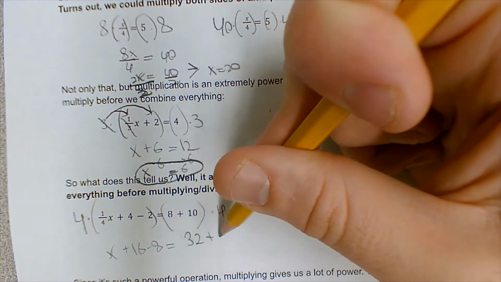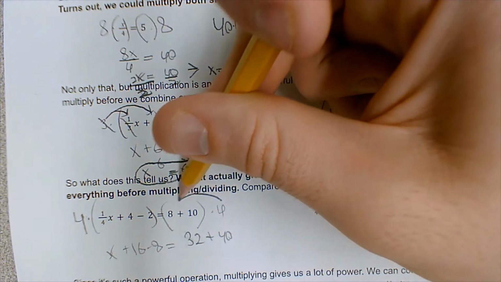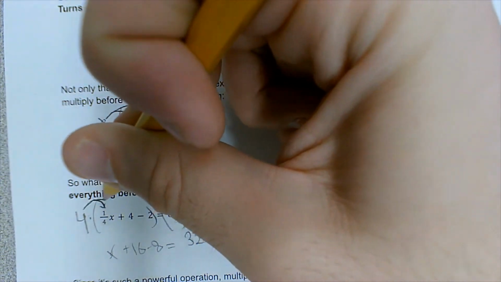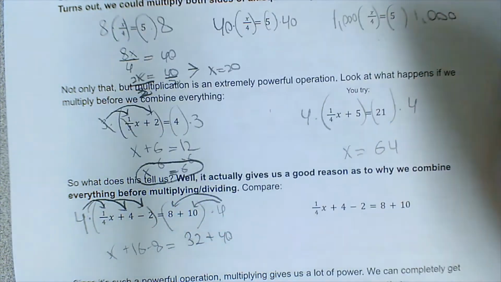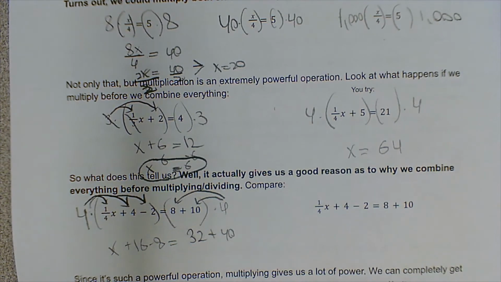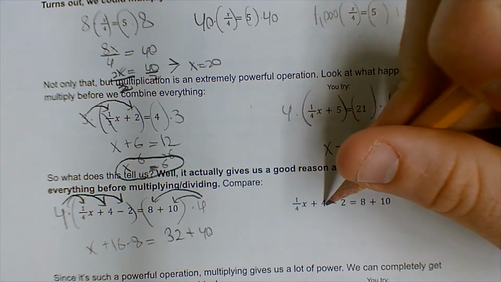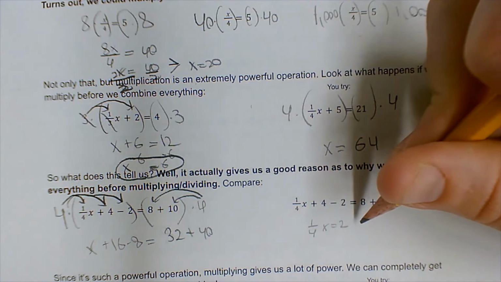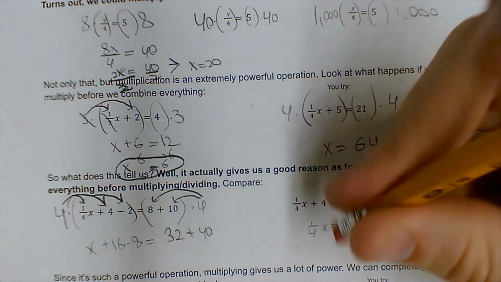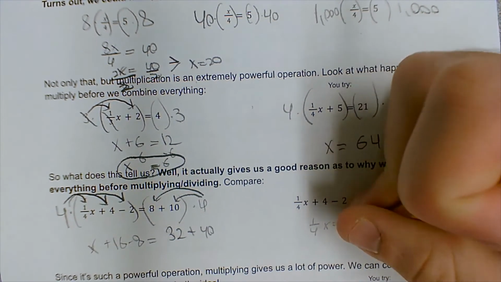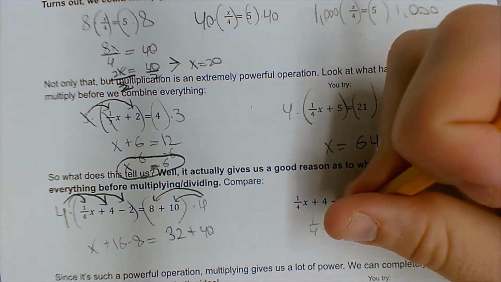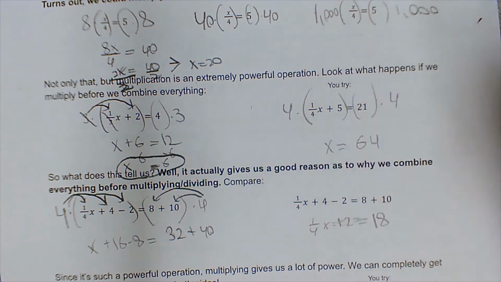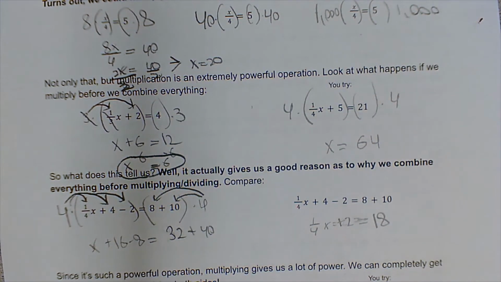Equals 32 plus 40. I have to distribute x into everything in the equation. It takes a lot of time, energy, and a lot of big numbers. Instead, if I just combine everything first, 4 minus 2 is going to be 1/4 x plus 2, 4 minus 2 is 2, equals 18. That's going to be much easier for me to deal with.